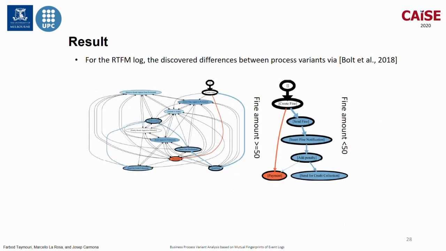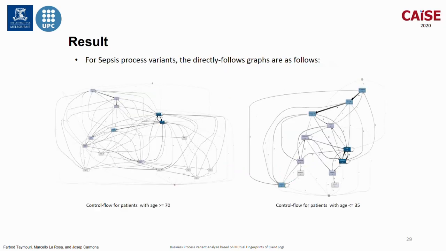This slide shows the result of one of the baselines for the road traffic fine management process variants. As you can see, there is no clear control flow pattern from the beginning to the end of the process model. Of course, one can play with the frequency of arcs to remove infrequent arcs, but it does not provide much insight into the actual underlying control flow. And at the same time, we miss some information by removing infrequent arcs.